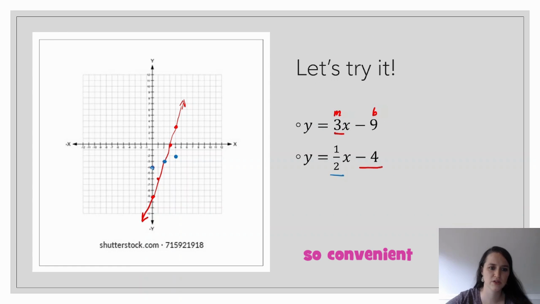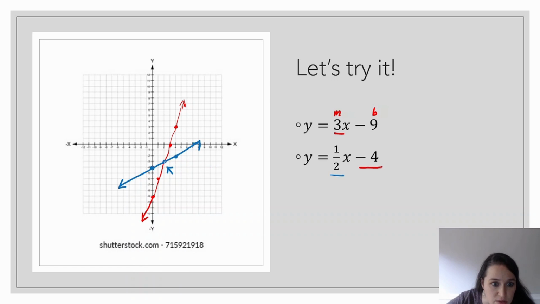It was very convenient, because what I'm looking for is where these two graphs intersect. That's what I want to find. And they intersect right there. I know it's kind of fuzzy, but on my side, that's going to be 2, -3, and that's going to be my answer, that coordinate point.